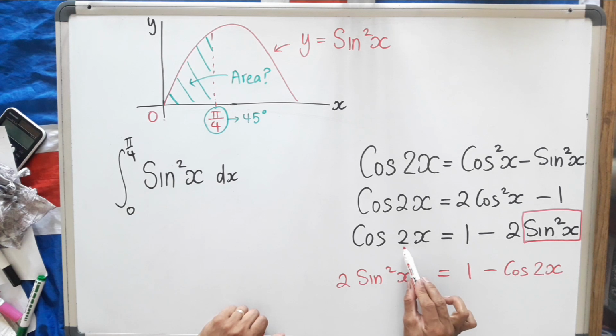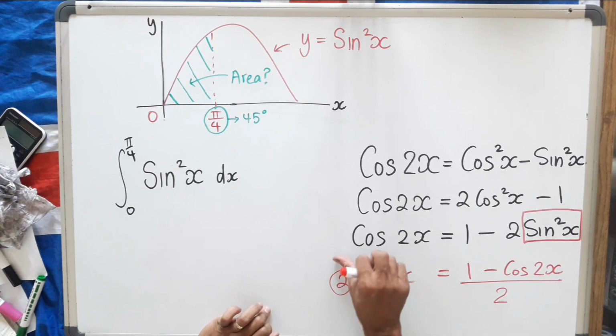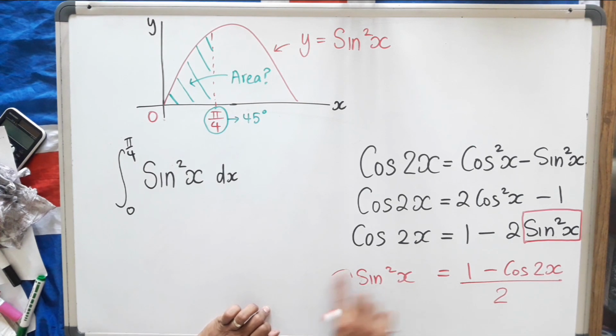Don't mix up 2 and squared. They're completely different. We're almost there. The 2 is a multiply, throw it across, you will get a divide. So if I made sine squared x the subject, this is what I would get.